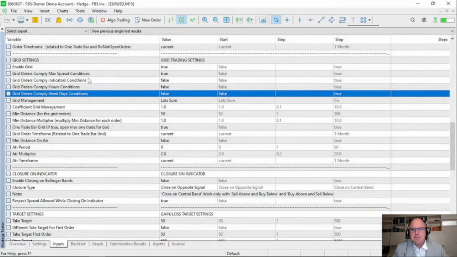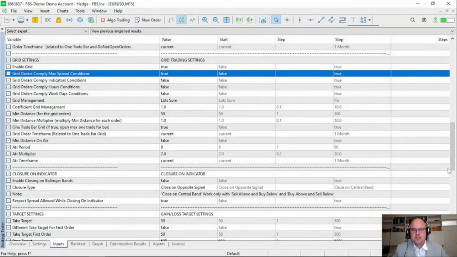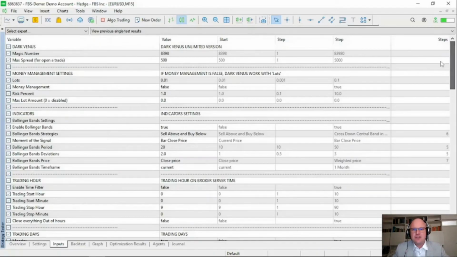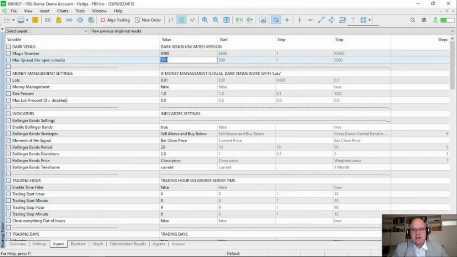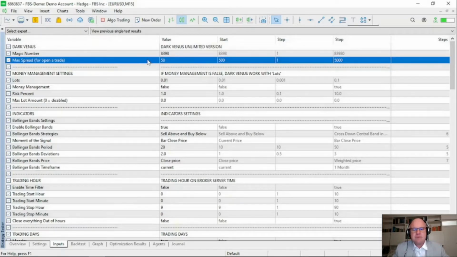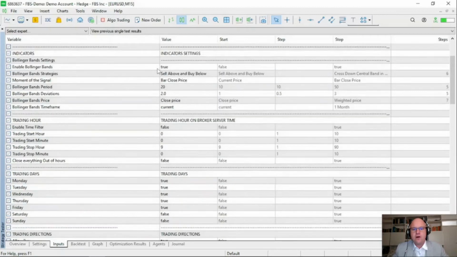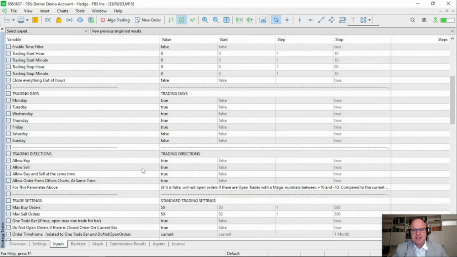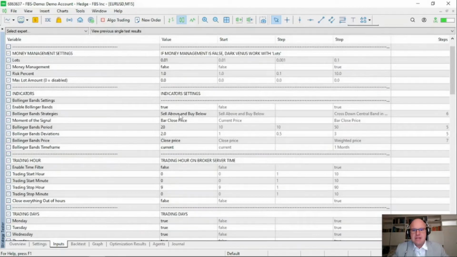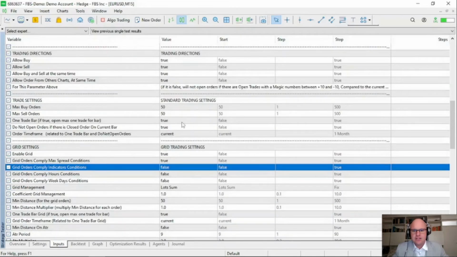Firstly, right at the top, we have our maximum spread conditions. Another way to avoid placing trades during really volatile times and avoiding unnecessary losses is to set your maximum spread filter according to your own specific broker. By doing this, it won't place trades when the spread is above a specific level. Next, comply with indicator conditions means the first set of Bollinger Band conditions need to be met again before another trade is placed in the grid.